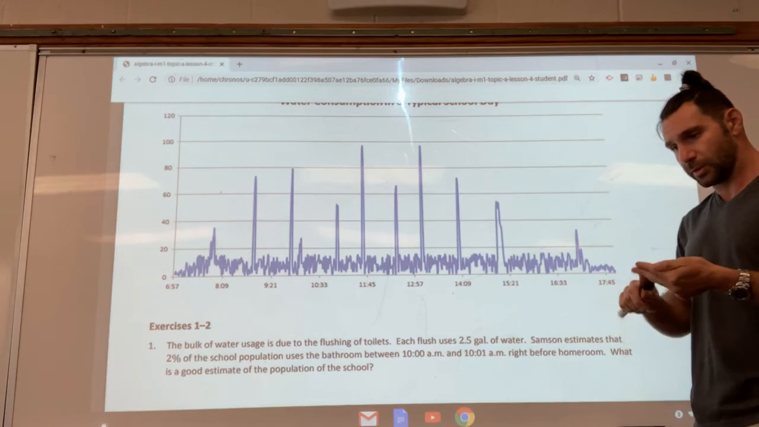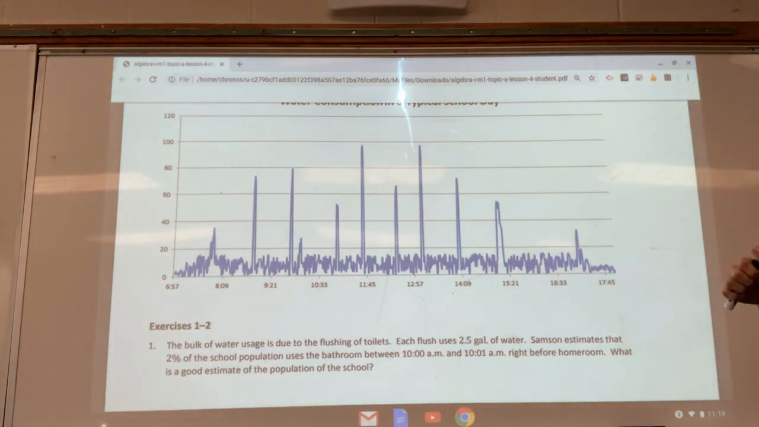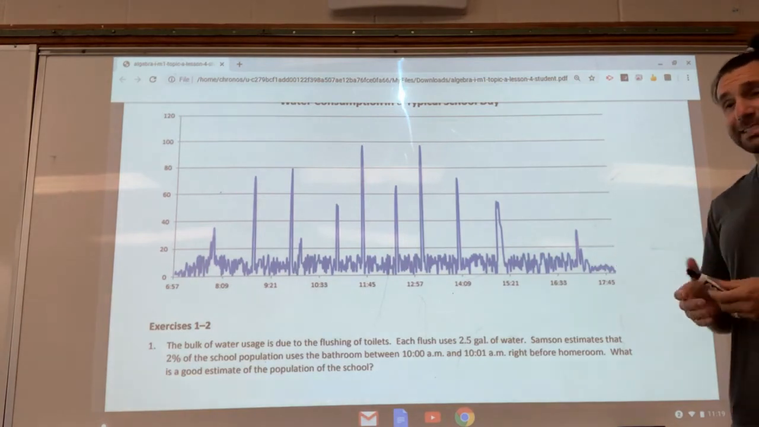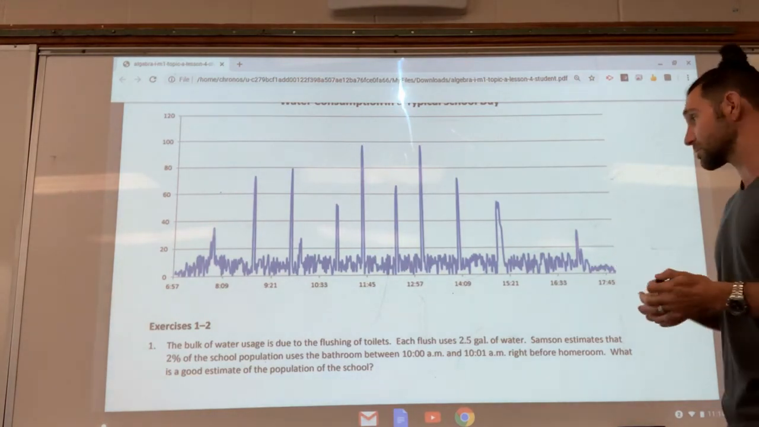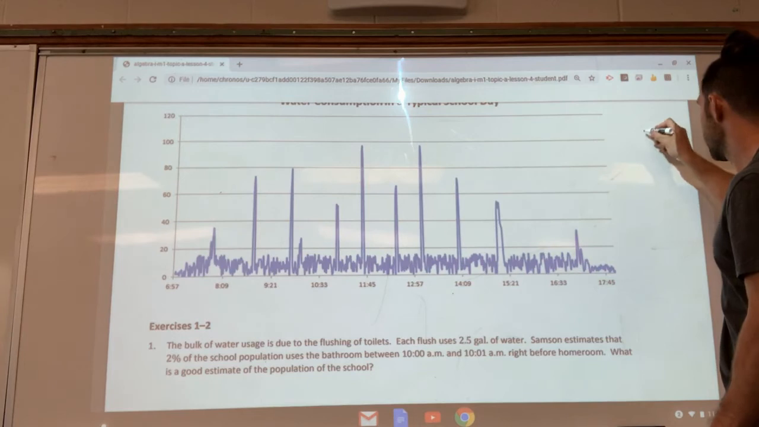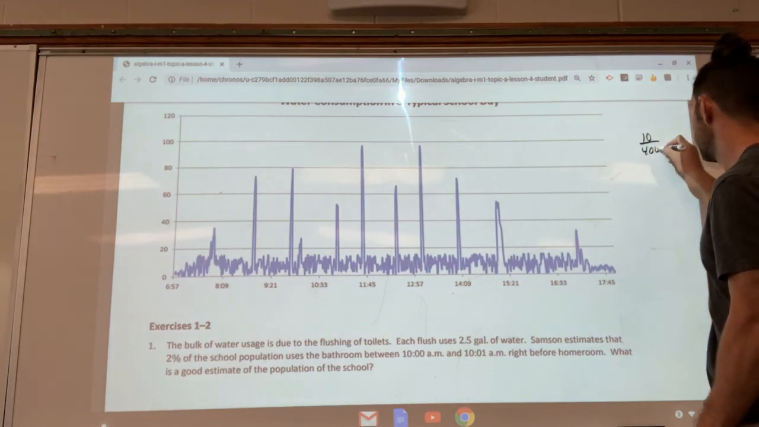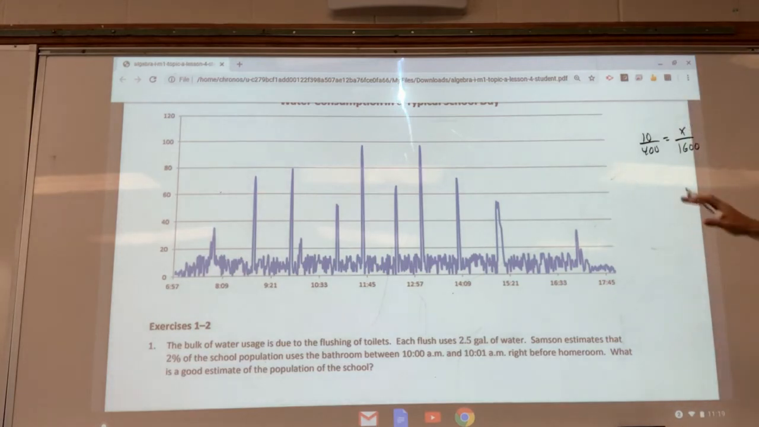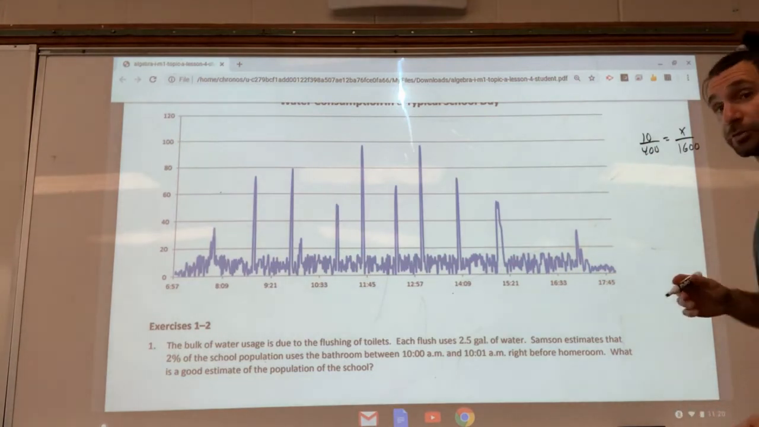If there's 400 students, let's think about the number of toilets that we have. We've got 1, 2, 3, 4, 5, 6, 7, 8, 9, 10. We've got 10 toilets for 400 students. Okay, so 10 for 400. Let's put an X and make 1,600. Why can I do that? I'm only doing that because that's how many toilets I know that we have in our school, and I know the number of our building. So this is how I'm going to use my guesswork.